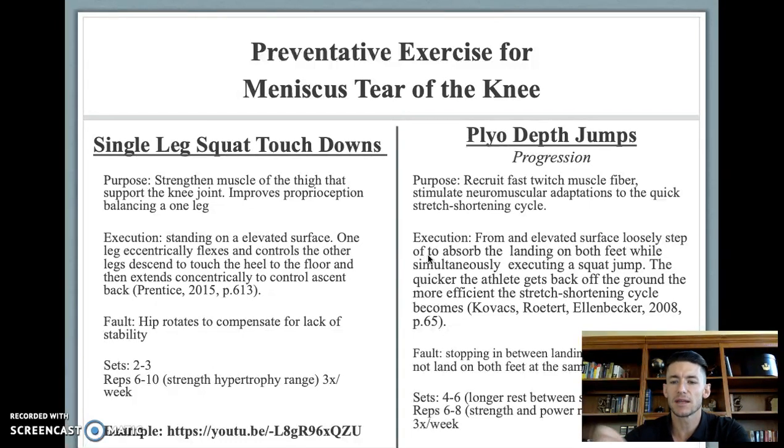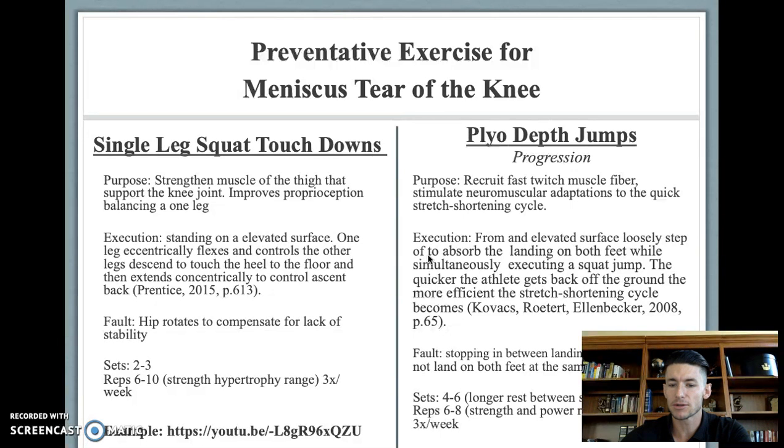The quicker the athlete gets back off the ground from landing, the more efficiently their stretch shortening cycle in their quadricep muscles, or the muscles in their thigh, will be able to work. If the athlete is stopping between the landing and jumping phase, then they're not adequately exercising that stretch shortening cycle needed to be a plyometric movement.